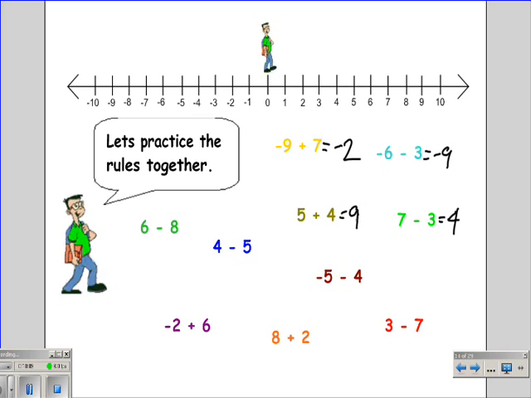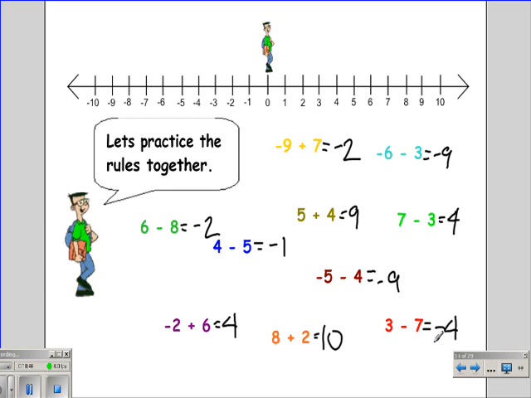5 plus 4 is 9. 4 minus 5 would be negative 1. 6 minus 8 is going to give us negative 2. Negative 2 plus 6, I start at negative 2. I'm going to the right 6, which means I'm becoming positive 4. 8 plus 2 is 10. Negative 5, take away 4 more, move to the left 4 more, puts me at negative 9. And 3 minus 7 is negative 4.